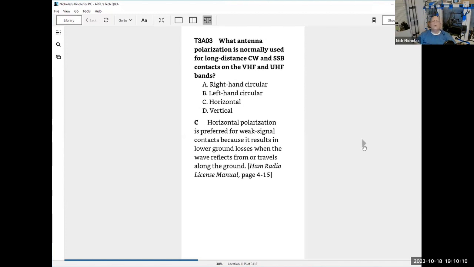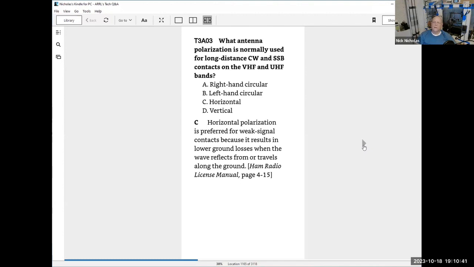Anyways, what antenna polarization is normally used for long distance CW and single sideband contacts on VHF and UHF? Now I want to read all the answers because I want to discuss why and how and what they are. First two are right hand and left hand circular polarized antenna. We'll leave those for last. The last two are horizontal and vertical.